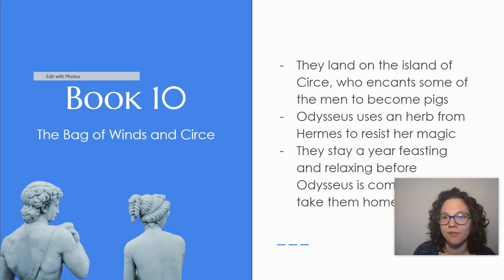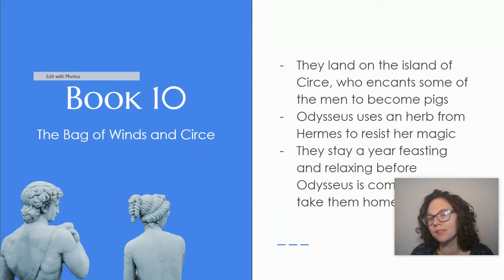They're just hanging out, forget about home for a bit until his men start missing home. There's only so much feasting and hanging out that you can do before you get kind of bored. So his men say, "Hey, Odysseus, listen, this has been fun. This year on this island has been really fun. Circe's a cool hostess. We have tons of great food. We really enjoy each other's company. However, we should probably get home. We're starting to miss our families." So Odysseus is kind of compelled to go and take his men off the island.